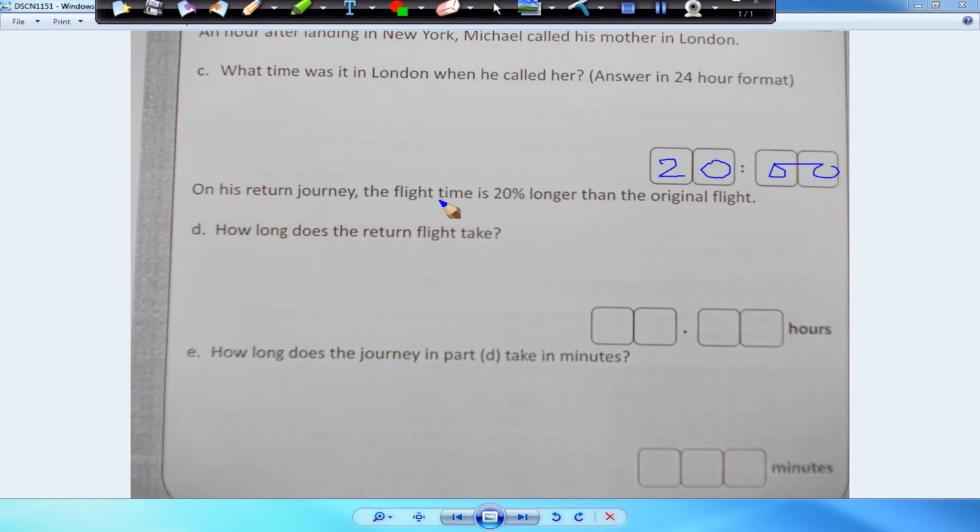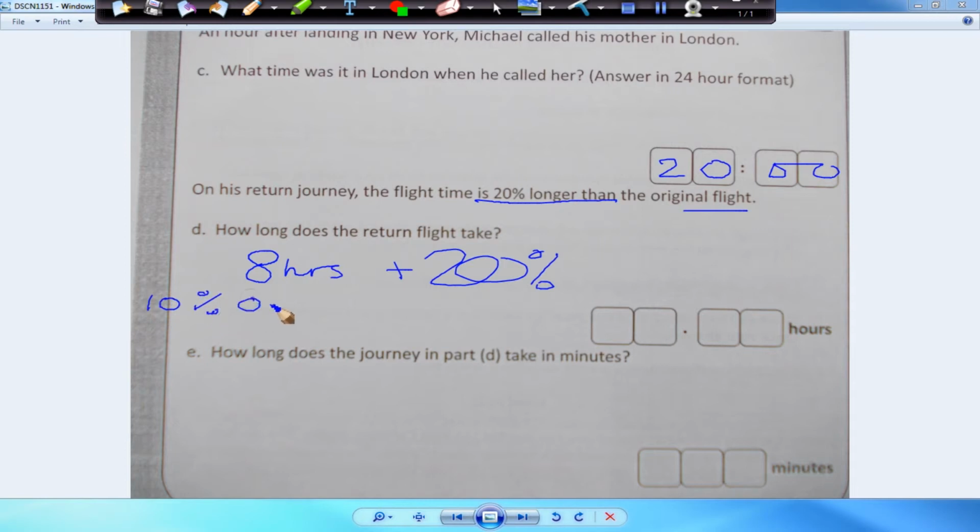Next, on his return journey, the flight takes 20% longer than the original flight. How long does the return flight take? So what was the original amount of hours? 8 hours. And then we're going to add on to that how much percent? 20%. So first of all, let's work out 10%. 10% of 8 hours is equal to 0.8 hours. And then another 10% will be another 0.8. So that's an easy way to get to 20%. So altogether it will take him how much longer? 1.6 hours longer.